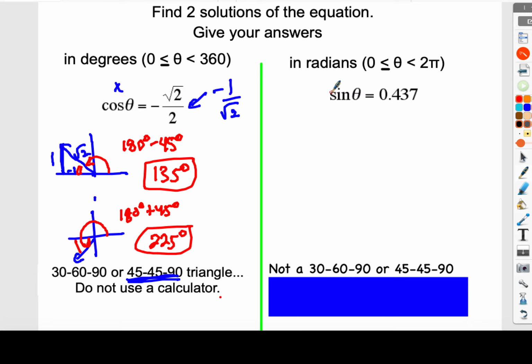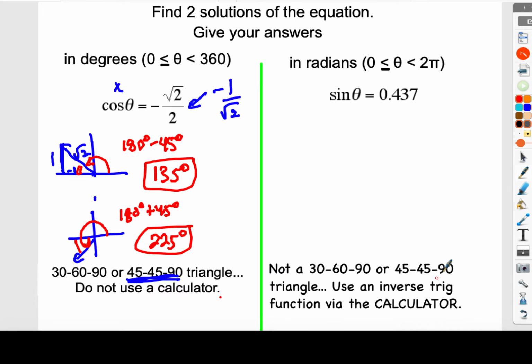Now the downside is that number is not a number I'm familiar with. I don't know when the sine of theta equals 0.437. That's definitely not a root 2 over 2. It's not a root 3 over 2. It's not a 1/2, right? It doesn't look like a 30, 60, 90, 45, 45, 90, or one of those quadrantal angles, one of those zeros or ones. So therefore, my best option is let's hop on the calculator.